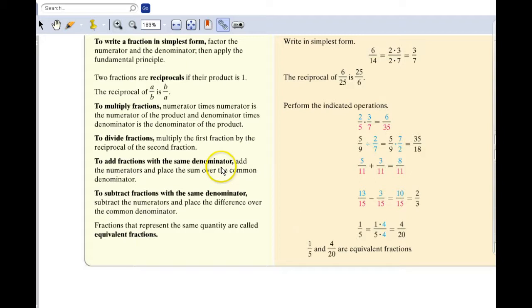Now, to add fractions with the same denominator, we just add the numerators and put the sum over the common denominator. And if you can simplify, you should do so. Subtracting is the very same. Notice here we have 10 over 15. Now we can take a 5 out of each one, and we end up with this.